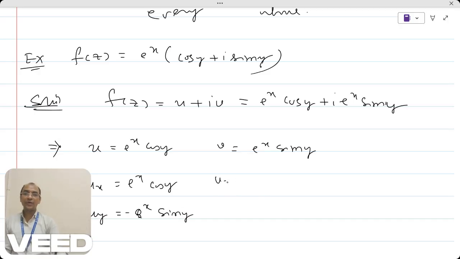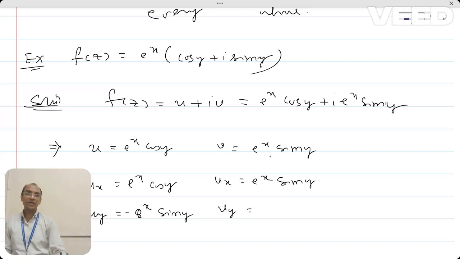Similarly, we will find vx. Derivative of v with respect to x will be e to the power x as it is sin y. And vy is nothing but e to the power x will be constant with respect to y. Derivative of sin is cos. So e to the power x cos y.